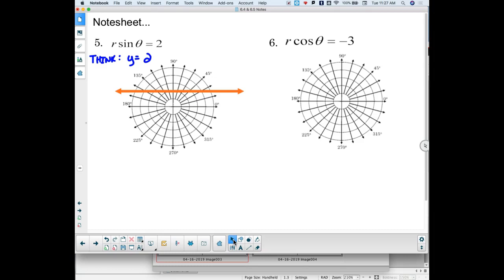Good. Love it. Okay. R cosine of theta equals negative 3. What's that one? And what shape is x equals negative 3? Vertical line. 3 to the left of the pole.